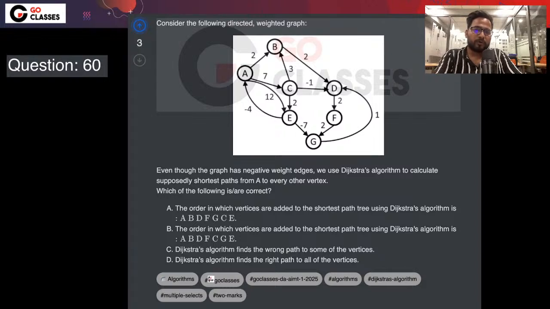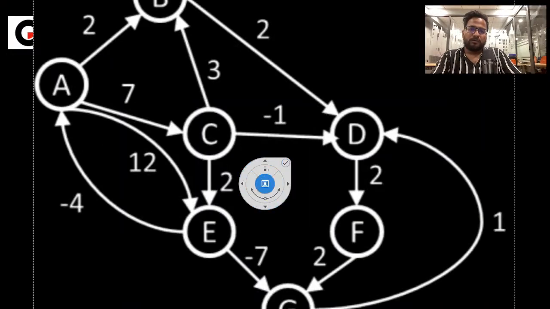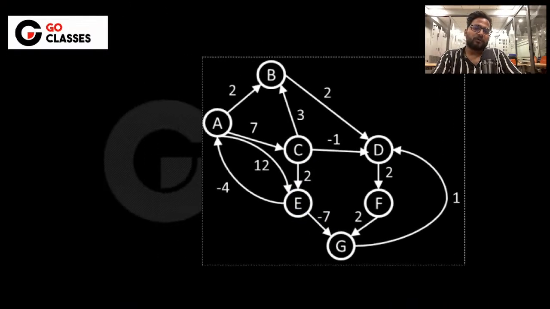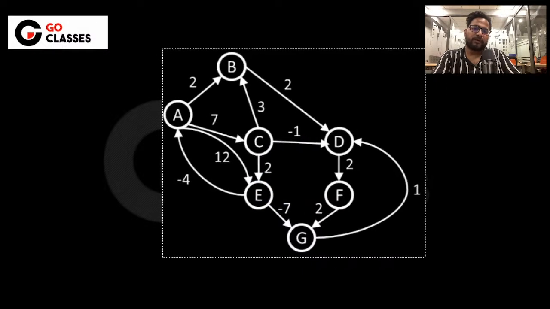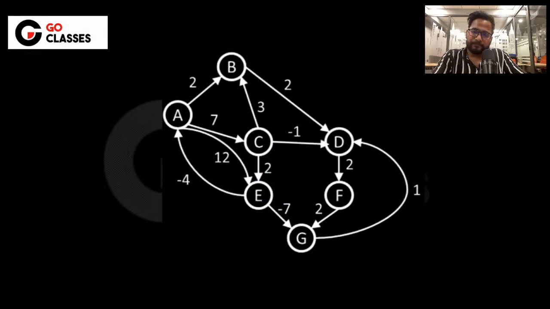Let me just copy only the image. Okay, so shortest path algorithms are in the syllabus. That's why we are covering these things.